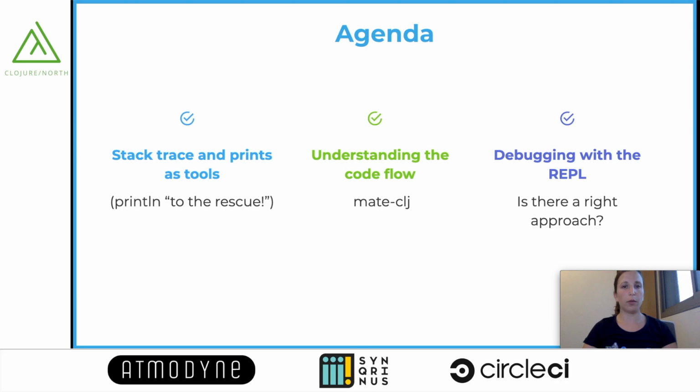Then I will share with you the results of this exploration phase I went through and I'm still going through that made me write a Clojure library called mate-clj, which aimed to help us Clojure developers to debug and understand our code better. And in general, is the right approach when talking about debugging with the REPL.